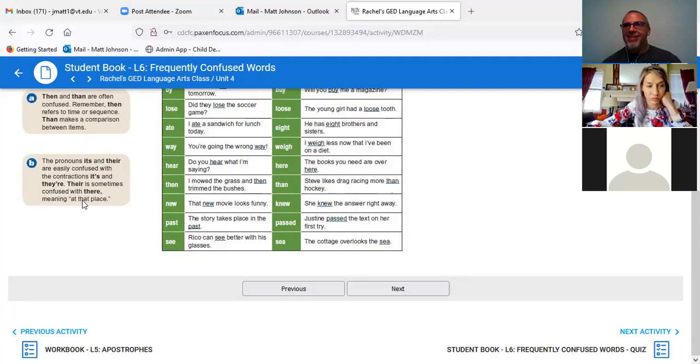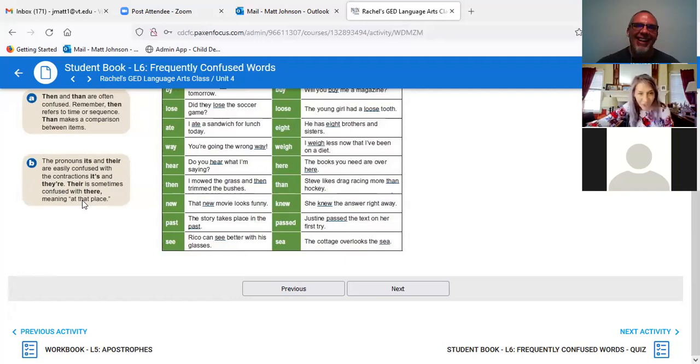Past and passed, that's one that gets a lot of people. The story takes place in the past, right? That's a moment in time, versus Justine passed the text. That's supposed to be test, right? Justine passed the test on her first try.